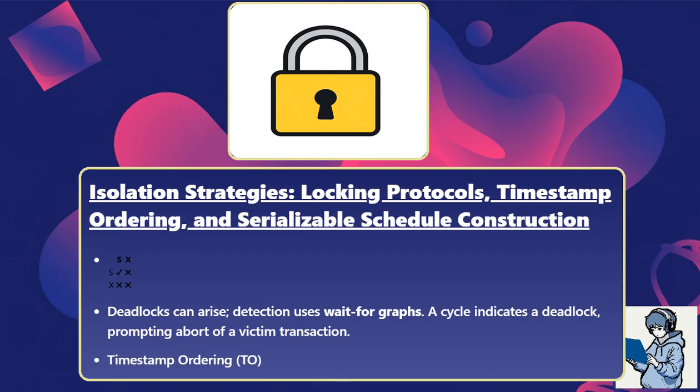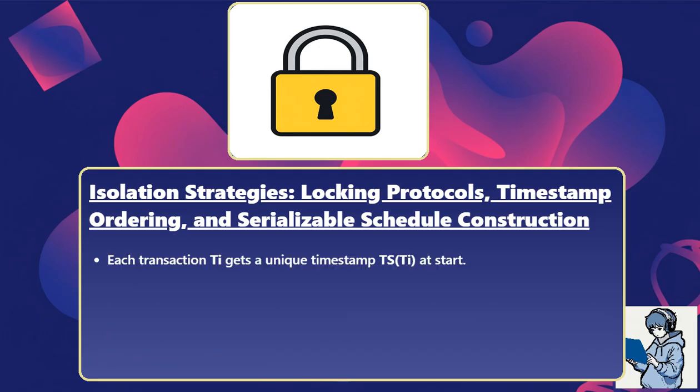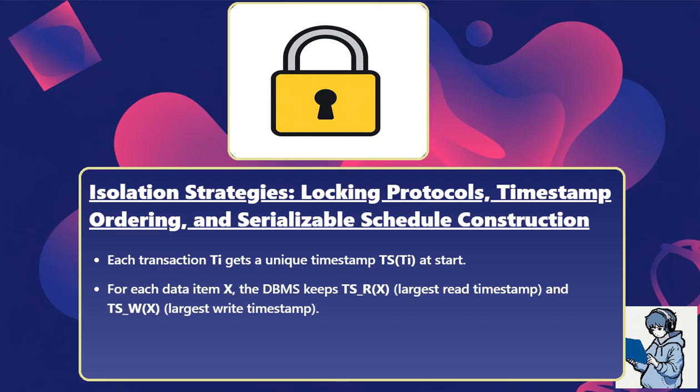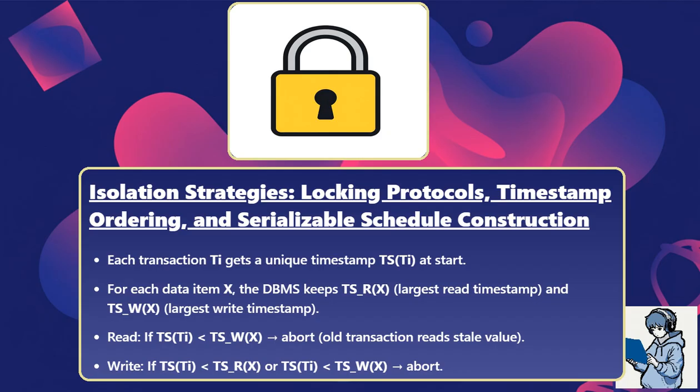Timestamp ordering, abbreviated TO. Each transaction Ti gets a unique timestamp TS(Ti) at start. For each data item X, the database management system keeps TS_R(X), the largest read timestamp, and TS_W(X), the largest write timestamp. Read rule: if TS(Ti) is less than TS_W(X), then abort, because an old transaction would read a stale value. Write rule: if TS(Ti) is less than TS_R(X) or TS(Ti) is less than TS_W(X), then abort.